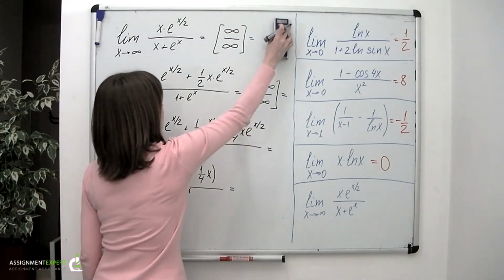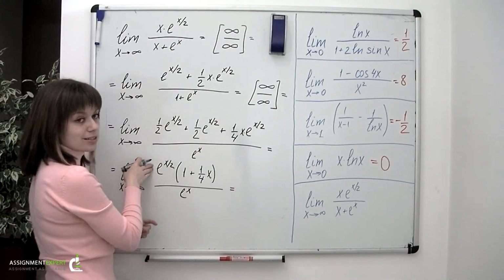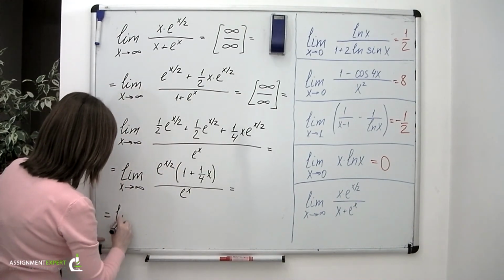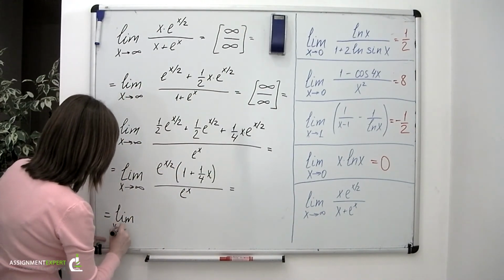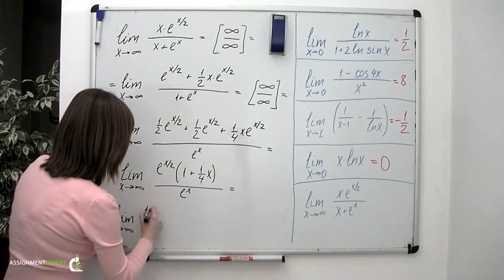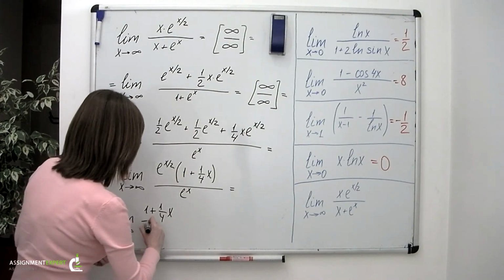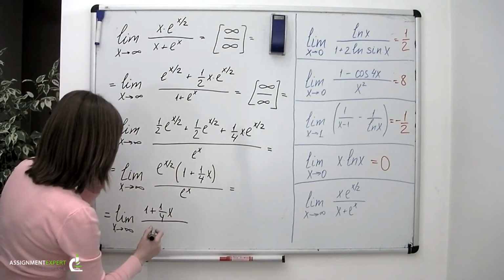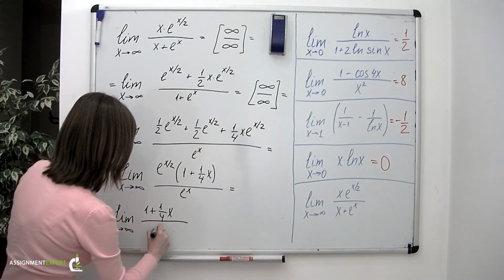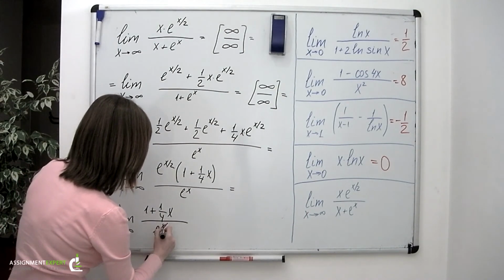Now I suggest that we divide both numerator and denominator by e to the x over 2. So we'll have the limit as x approaches infinity of 1 plus 1/4 of x over e to the x over 2.